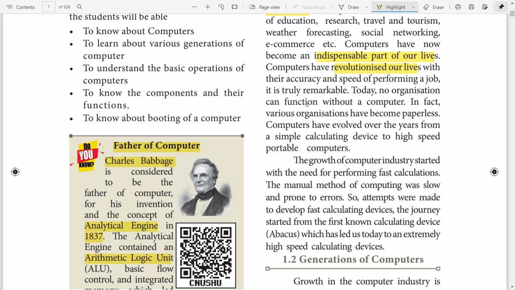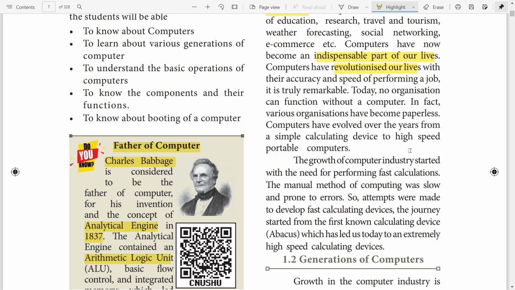Of course, we can't even generate a bill without a computer. So, computer is part and parcel of our life. In fact, various organizations have become paperless. Transactions have been made, for example, any bank statements can be taken at any time without use of paper. You can always get e-transaction statements anywhere, anytime.